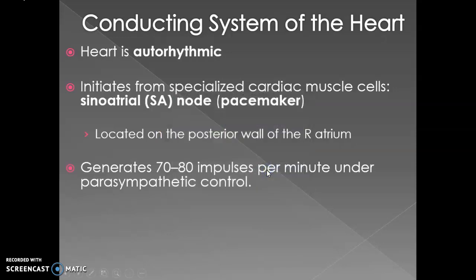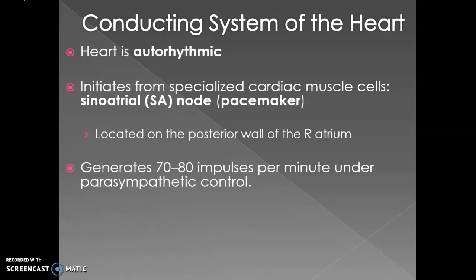Okay. So looking at the conducting system of the heart, we have mentioned that the heart is autorhythmic, meaning it can generate its own beat, right? So the heartbeat is initiated at the SA node, which is also known as the pacemaker of the heart. And know that the SA node is located in the posterior superior side of the right atrium. And this generates about 70 to 80 beats per minute under parasympathetic control. What do we mean by that?